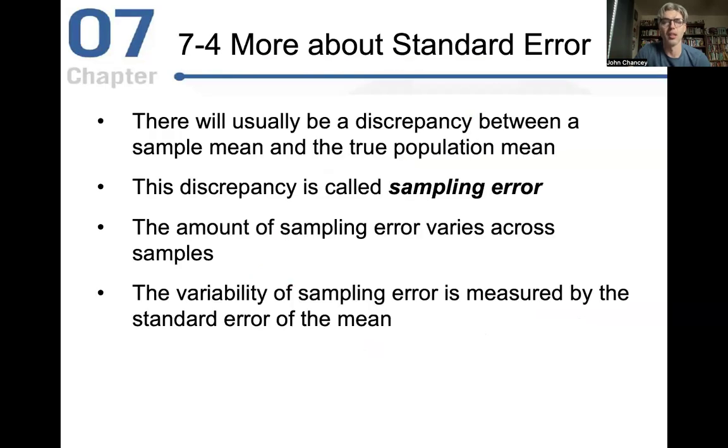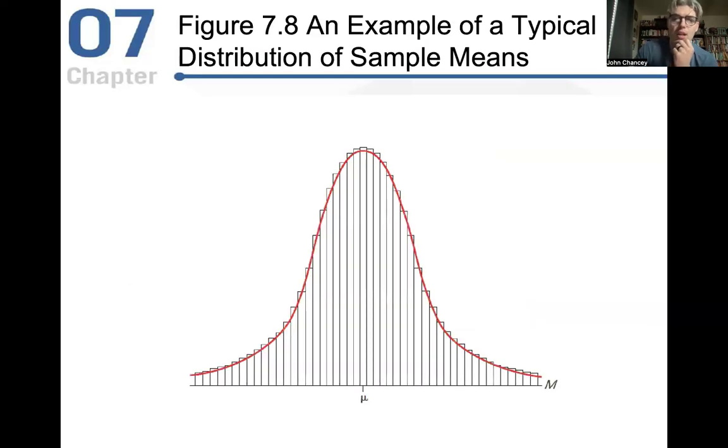So adding on to that standard error, usually there's going to be a discrepancy between our sample mean and the population mean. We call that sampling error. The amount of sampling error will vary across different random samples, of course, and the variability of sampling error is measured by the standard error of the mean, which we talked about in previous slides. Smaller number, better. This is a distribution of all possible sample means and standard errors as well.